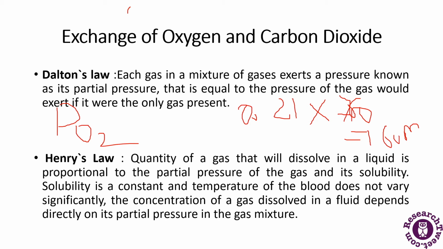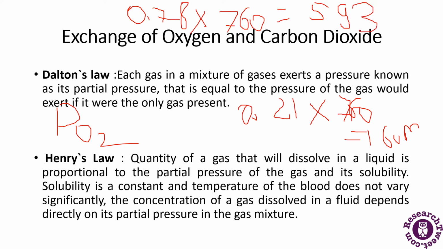78% of the atmosphere, so its partial pressure would be 0.78 into 760, that will be equal to 593 mmHg. So here the partial pressure of CO2 is much less, only 0.2 mmHg at the sea level. So the partial pressure of O2 is much less.